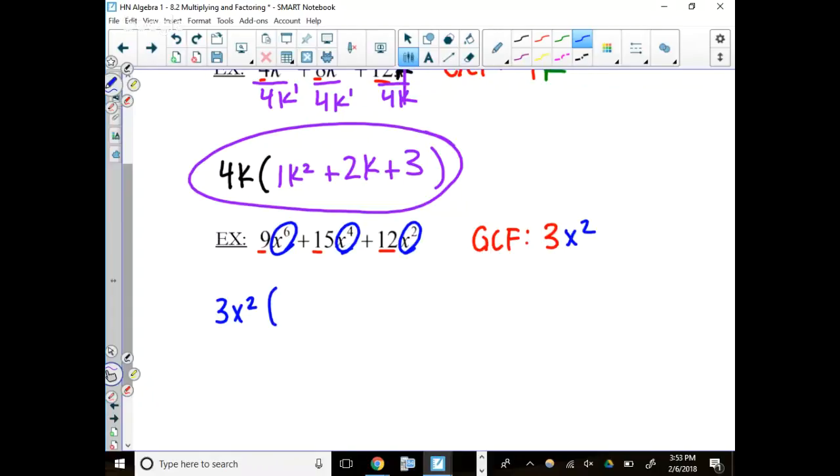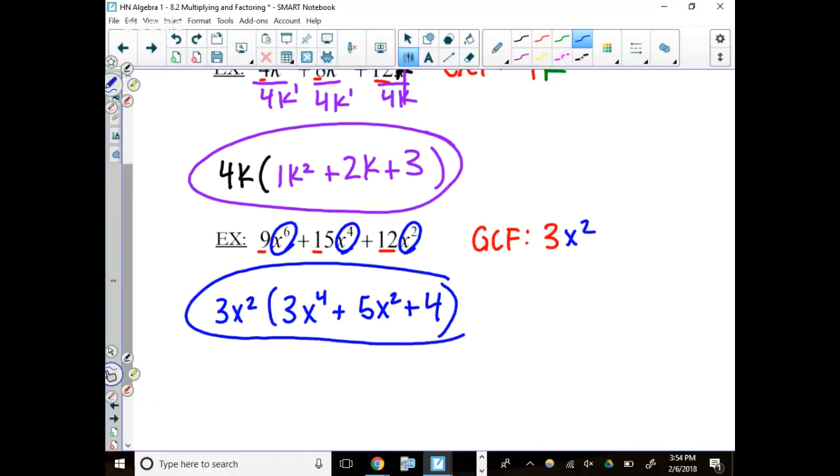So 9 divided by 3 is 3. We took out 2 x's, so we'll be left with x to the fourth. Plus 15 divided by 3 is 5. Took away 2 x's, so x squared. Then plus 12 divided by 3 is 4. And then x divided by x, we're taking away 2 x's, we're left with no more x's. Okay. And that would be your final answer.